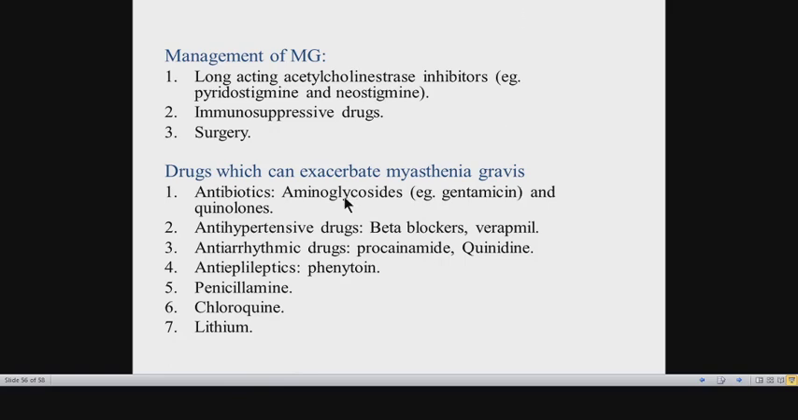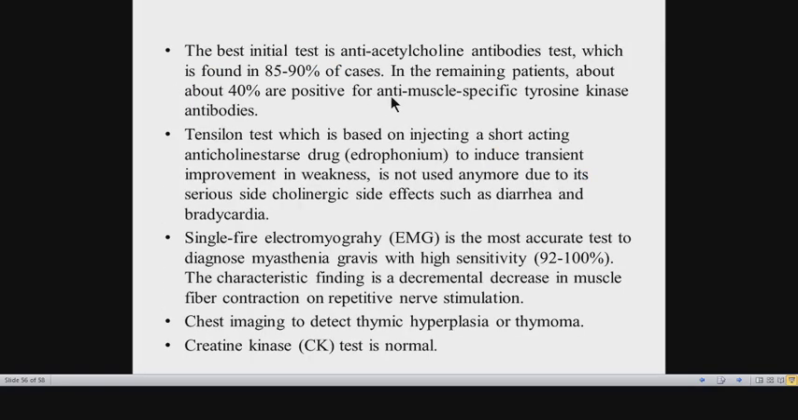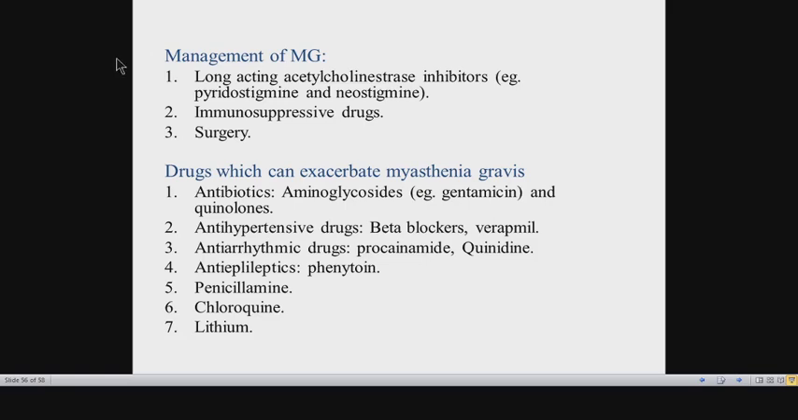طيب نجي للمانجمنت of myasthenia gravis. المانجمنت فيه 3 main parts. في long acting acetylcholine esterase inhibitors، اللي هي دي drugs زي الدراج اللي استخدمناه هنا في التنسلون تيست، لكن هناك استخدمنا short acting drug. لكن here we use long-acting drug.